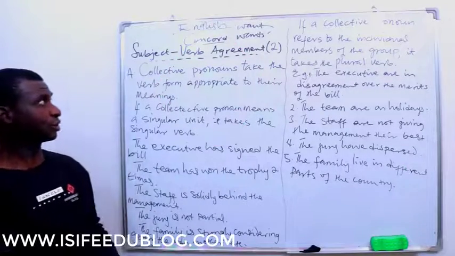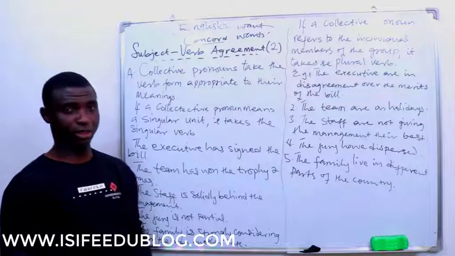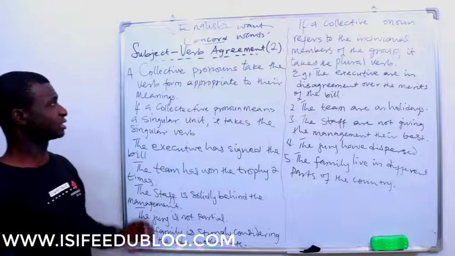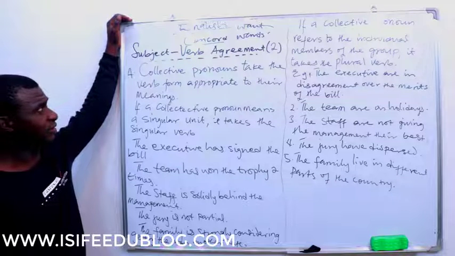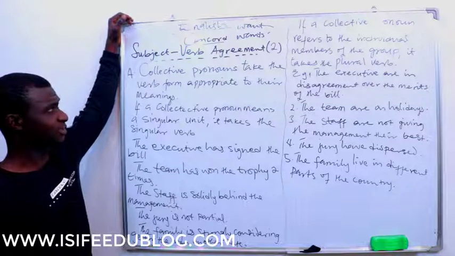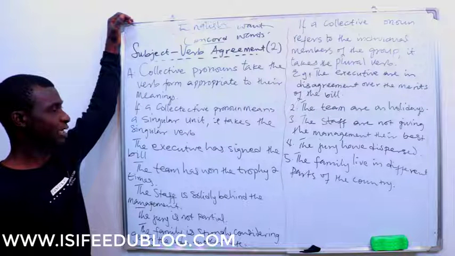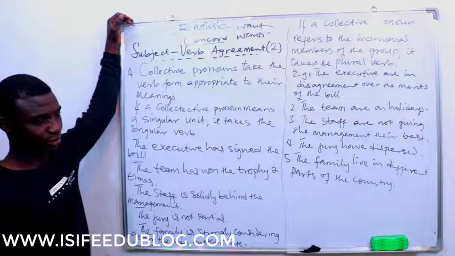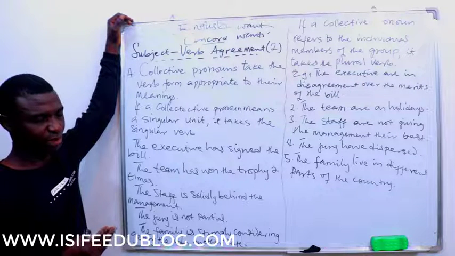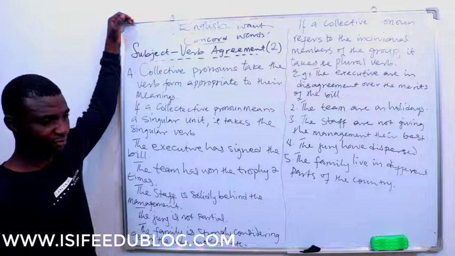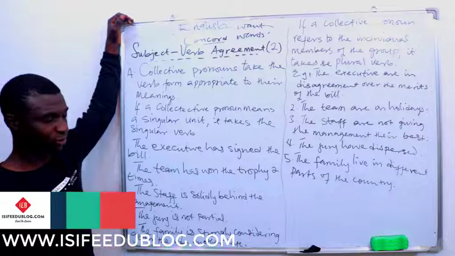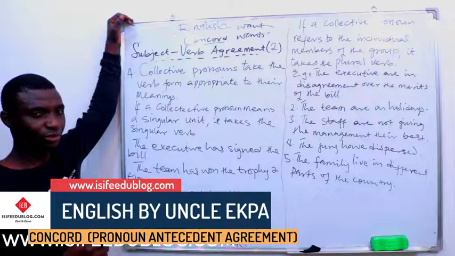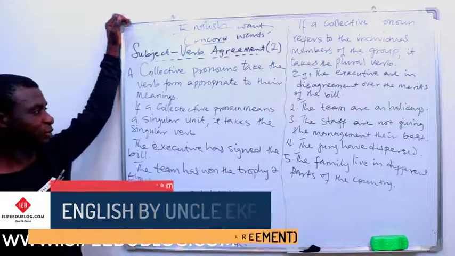Welcome to the continuation of our work on Concord. Now, we had taken a look at what we titled Subject-Verb Agreement Part 1, where we had explained a number of things. The rules 1, 2, and 3, bordering on a singular subject taking a singular verb, a plural subject taking a plural verb, and the position of you and I. That is, you taking a plural subject, I taking a plural subject.